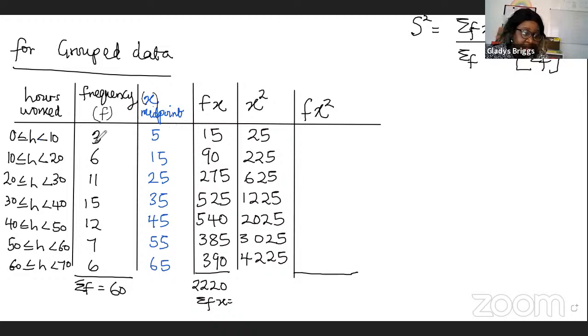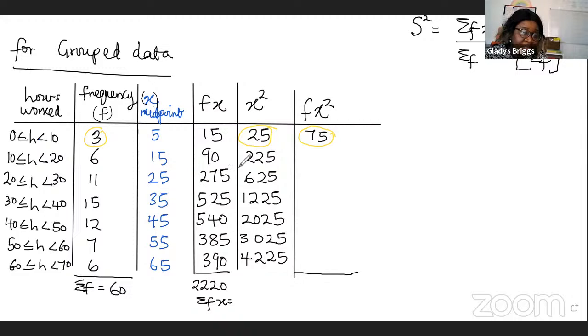F is 3. 3 times x squared, 3 times 25 is 75. I'm going to circle the ones I'm doing now. This times this is this. Okay, the last bit of calculation.